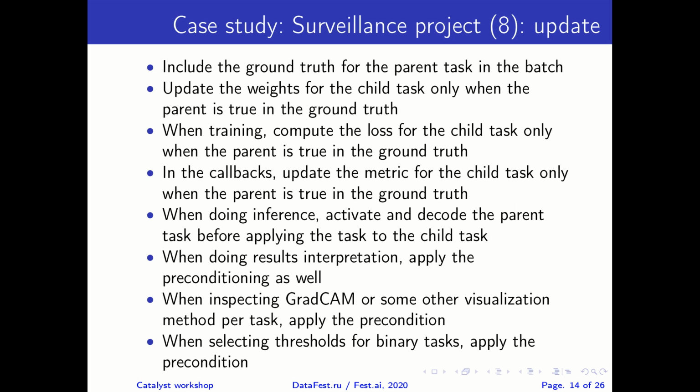What are some examples? For example, we have to include the ground truth for the parent tasks in the batch. We have to update the weights for the child task only when the parent is true in the ground truth. When training, we have to compute the loss for the child task only when the parent is true in the ground truth. In the callbacks, we have to update the metrics for the child task only when the parent is true in the ground truth. When we're doing inference, we have to activate and decode the parent task before applying the task to the child task. So here what I mean is, for example, if you have the binary classification task, you have to apply a sigmoid to it and then threshold it so that you get a mask, a Boolean mask of true and false values, and then you have to apply this mask to the child task.